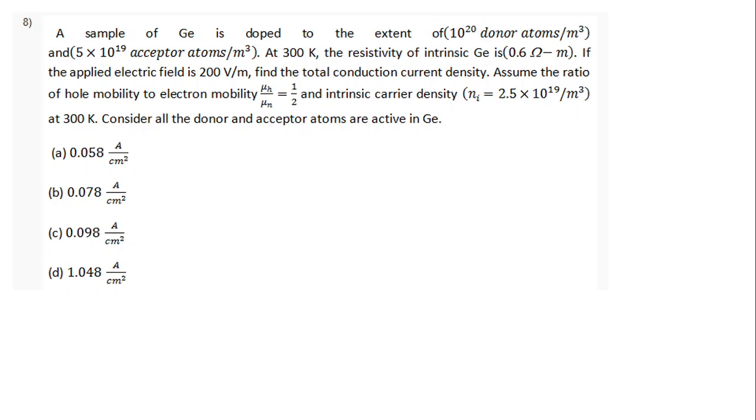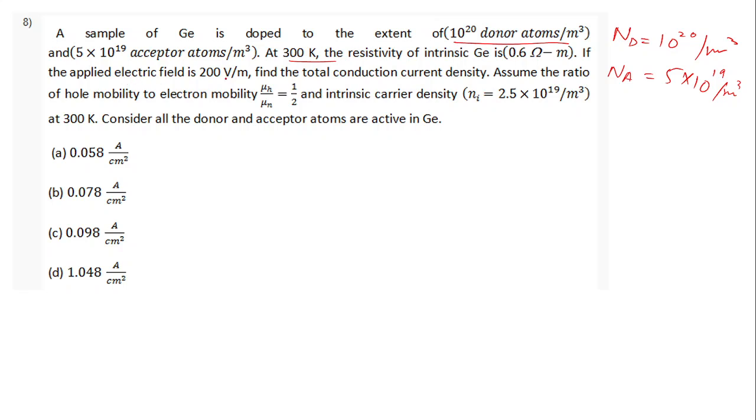Next question is: a sample of germanium is doped to the extent of 10 to the power 20 donor atoms per meter cube. So donor atoms are 10 to the power 20 per meter cube, and acceptor atoms are 5 times 10 to the power 19 per meter cube. At 300 Kelvin, resistivity of intrinsic germanium is 0.6 ohm meter.